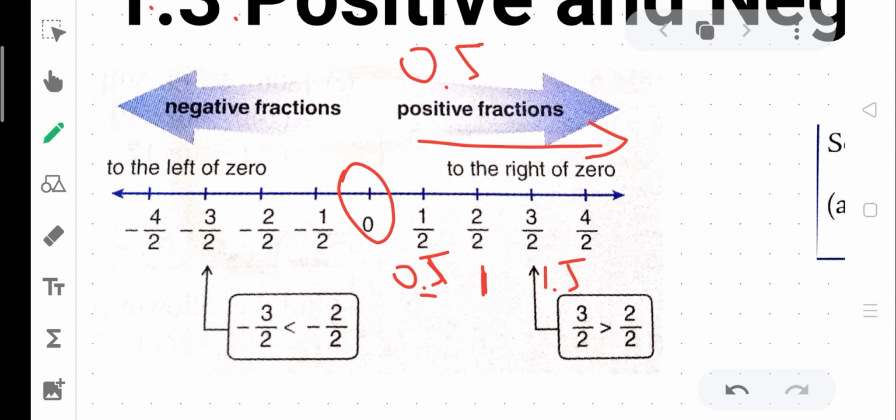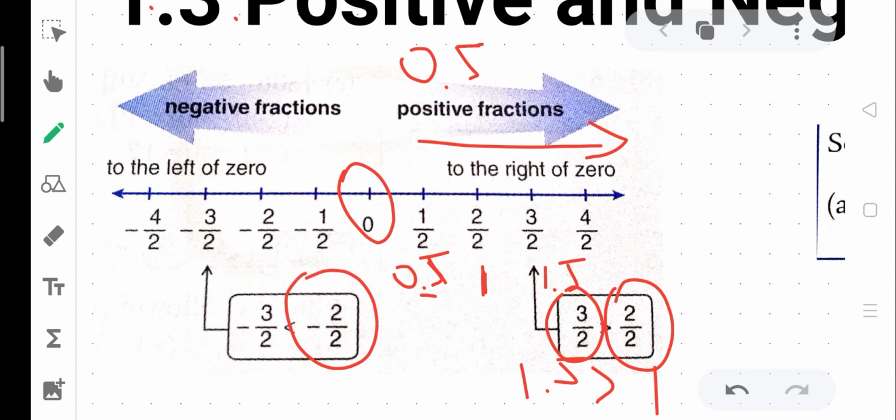So it means that 3 over 2 is larger than 2 over 2, because 3 over 2 is 1.5, 2 over 2 is 1, so 1.5 is larger than 1. Okay, it's the same case for negative. It's getting further to the left side, so the number is smaller. So negative 2 over 2 is bigger than negative 3 over 2. It's the same case but opposite from the positive fractions.